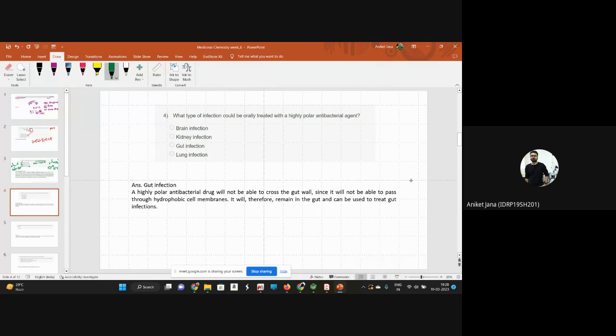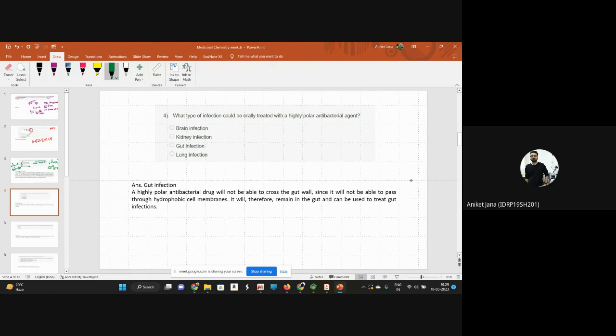Okay, gut is the GI tract, our gastrointestinal tract. So that we generally refer to as the gut. So any kind of infection that occurs in the gut wall, we call it the gut infection. So why so? Now, a highly polar antibacterial drug will not be able to cross the gut wall since it will not be able to pass through the hydrophobic cell membrane. It will therefore remain in the gut and can be used to treat the gut infection.